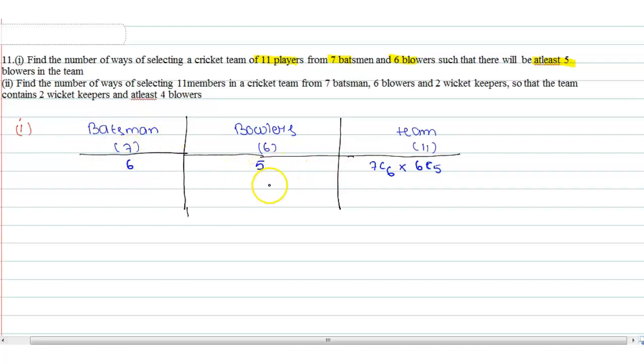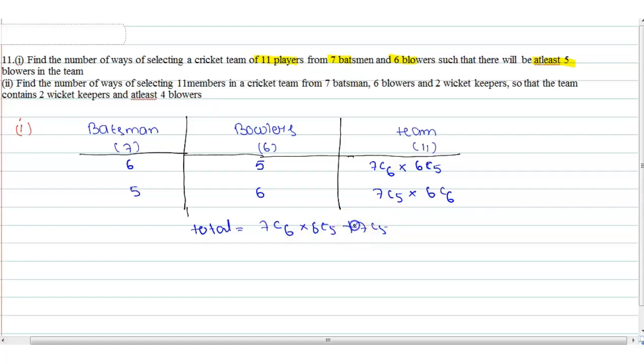And the second option is we can take 6 bowlers at a time. If you take 6 bowlers, the batsmen go to 5. Total batsmen are 7, we are taking 5, so I write 7C5 into 6C6, since we are taking all 6 bowlers. Therefore the total answer is 7C6 into 6C5 plus 7C5 into 6C6. So this is the answer for the first question.